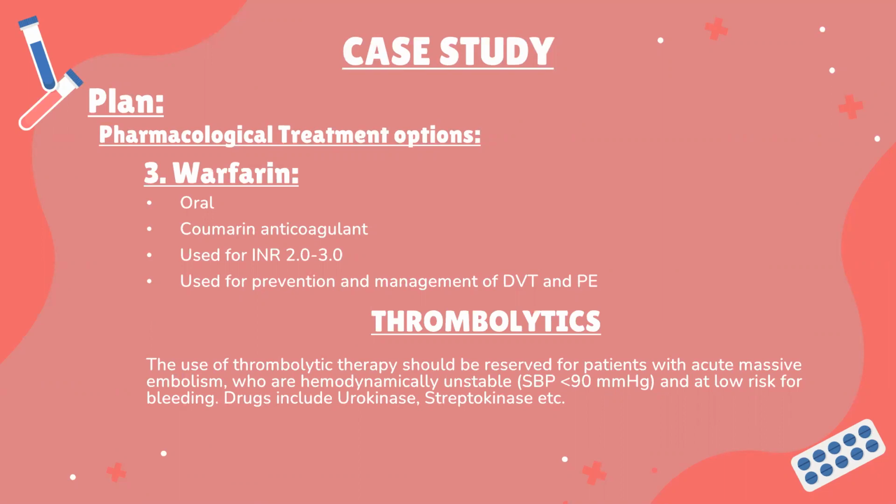Thrombolytics are also used, however, it is not recommended in this condition as the patient condition here is not that much worse. In patients where there are acute massive embolisms which are seriously interfering with the quality of life, then we give the thrombolytics. Drugs that are included in this class are urokinase and streptokinase.